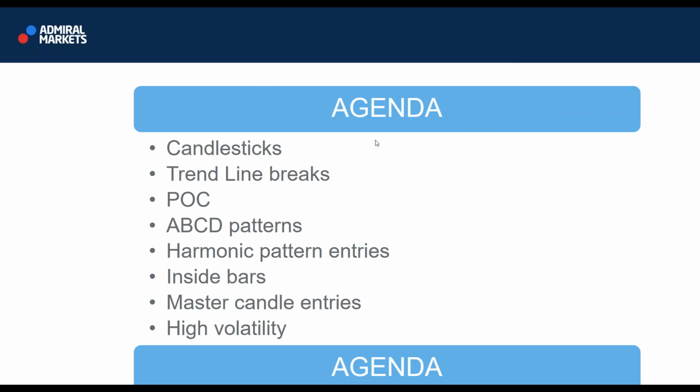So today's agenda will cover price action entries, and we will go with candlesticks, trendline breaks, POC zones, ABCD patterns, harmonic pattern entries, inside bars, master candle entries, and high volatility. So these are things that we use for our price action entries, and most of the time, guys, of course, I mean, that's my trademark.